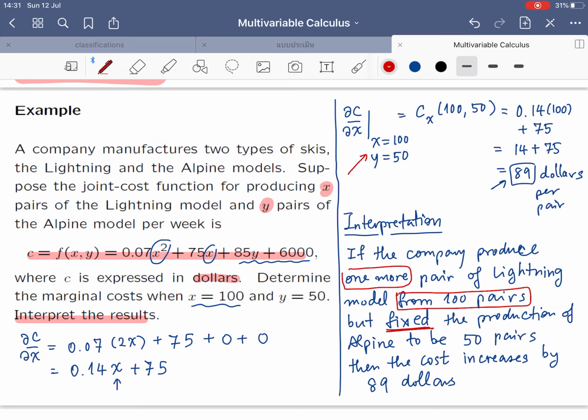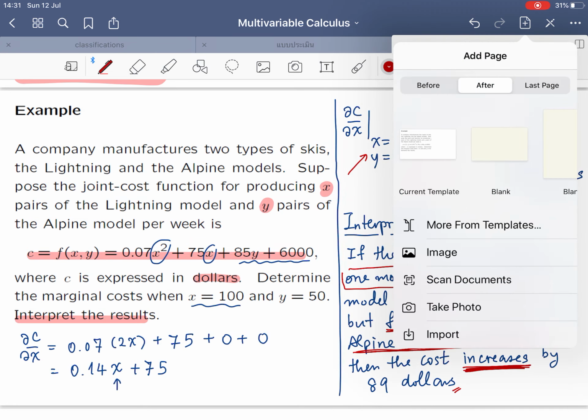but you need to fix the second variable, because right now you do the first variable partial derivative, right? Okay, and then the keyword of either increase or decrease by how much. Okay, that will be the important keyword that we need.